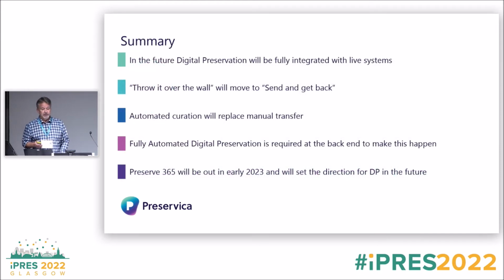So in the future, digital preservation will be fully integrated with live systems. You won't know you're doing digital preservation. It isn't a throw it over the wall paradigm, it's a send it and get it back paradigm. You send it to your preservation system and get it back from your preservation system, but you never leave your content management system. Automatic curation can be achieved by using machine learning to assign those retention labels. You have fully automated digital preservation at the back end, so the user never has to worry about file formats. And it all just works. It'll be out in early 2023. If you're interested, come and chat to us and I can give you a live demo.